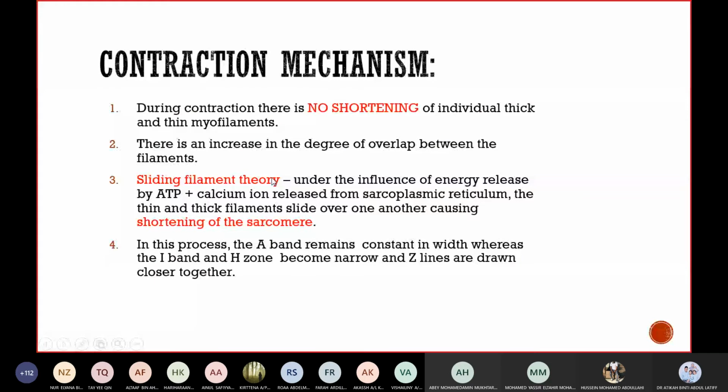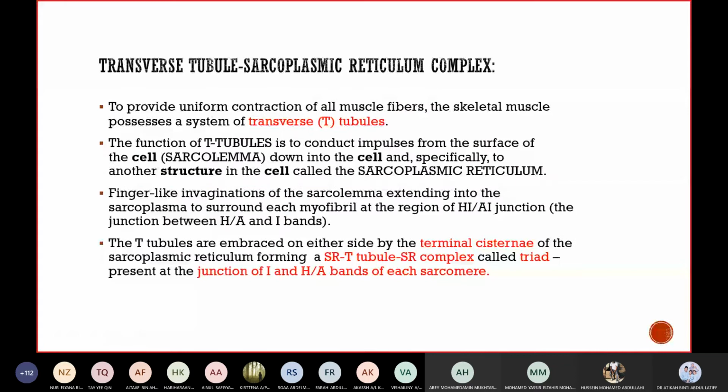Another structure that I mentioned before is the transverse T tubules. It is special for the muscle. As the name suggests, it is T-shaped, and it lies transverse inside the sarcolemma. The function of the T tubules is to conduct impulse from the surface of the cell, which is the sarcolemma, down into the cell and specifically to the sarcoplasmic reticulum.